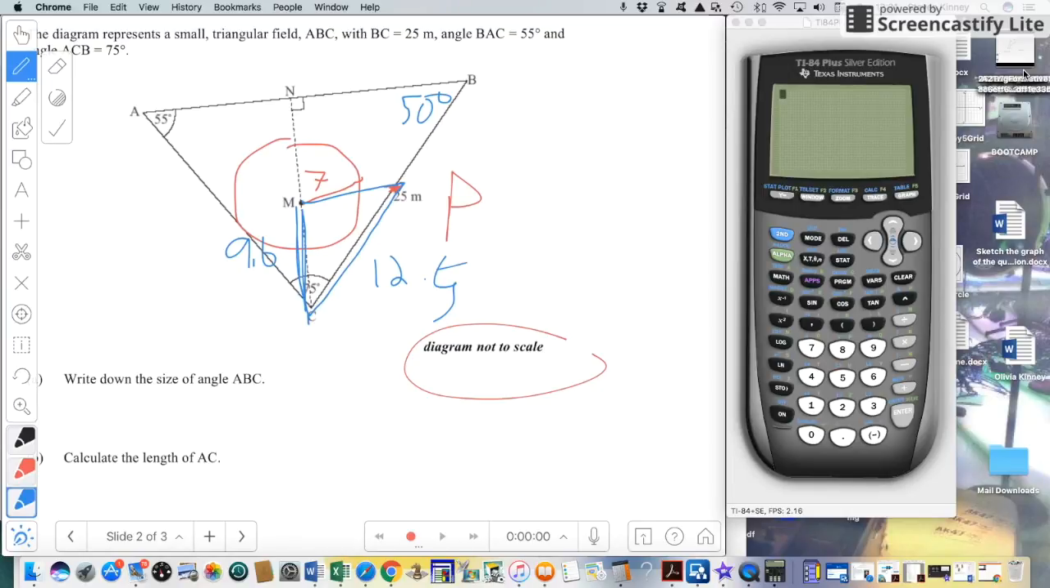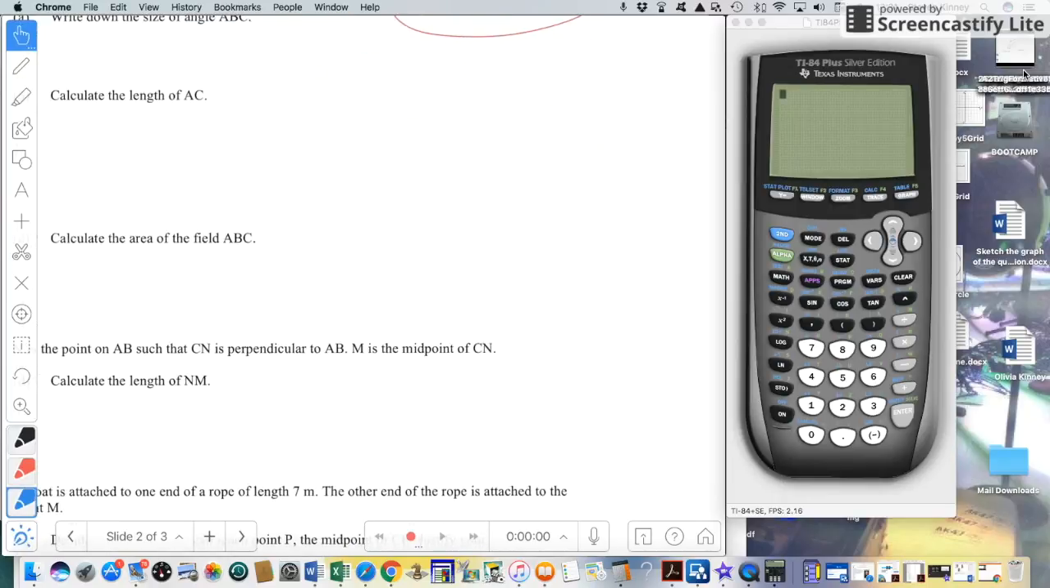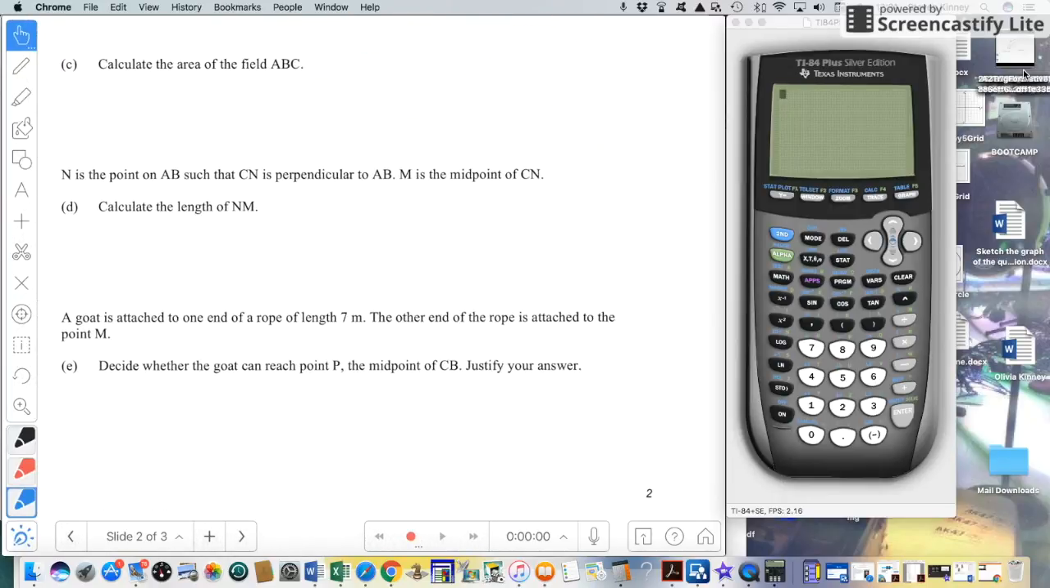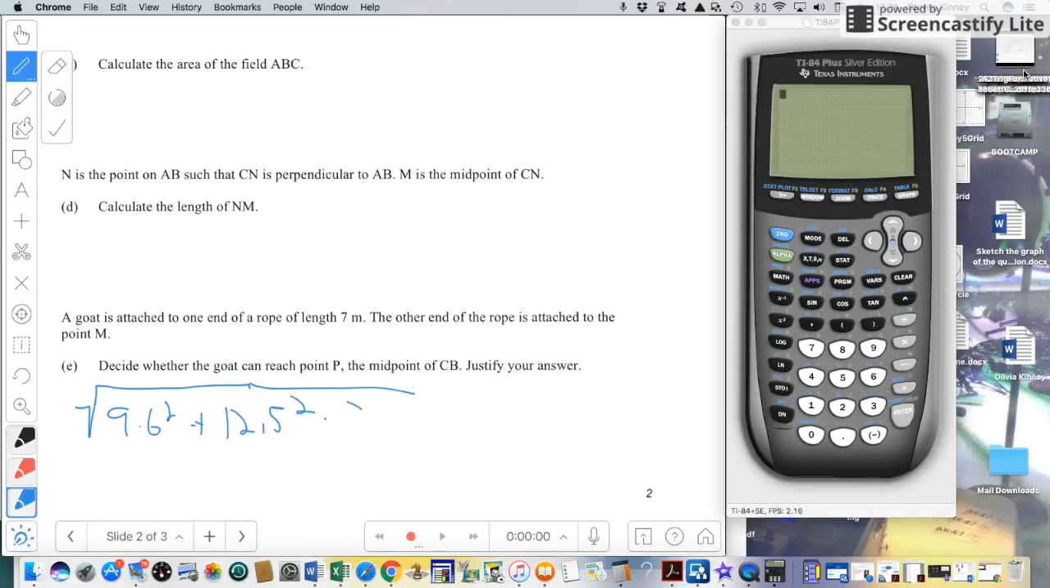Okay, so go down and use the cosine rule. Again, with those lengths and sides. So the distance is going to be the square root of that distance we just found before, 9.6 squared plus 12.5 squared minus 2 times their product, 9.6 times 12.5, times the cosine of the angle 40 degrees.